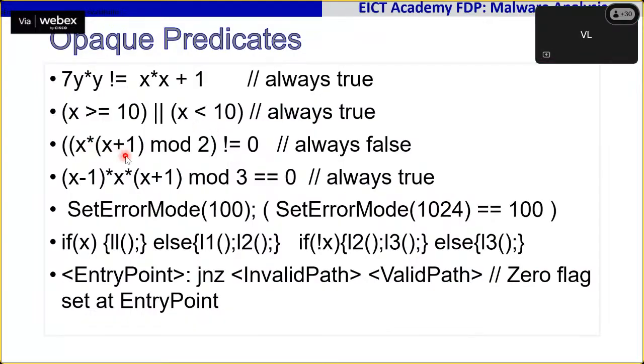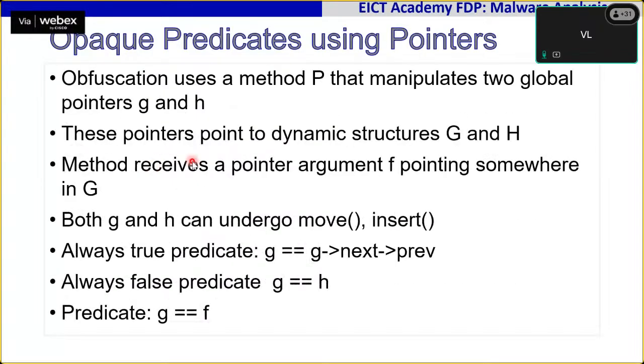Multiplied by x plus 1, mod 2. Now, if x is odd, x plus 1 will be even, or if x is even, x plus 1 will be odd. So naturally, one of these has to be even. So if divided by 2, I know the remainder is going to be 0. So this is always going to be false.